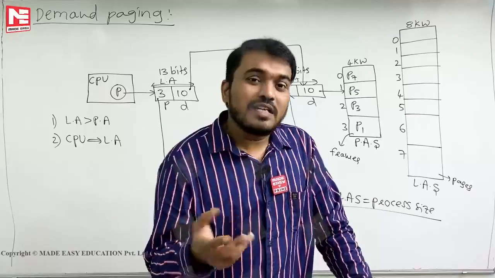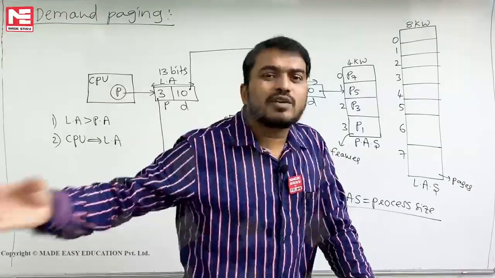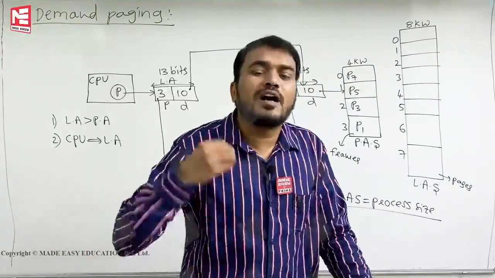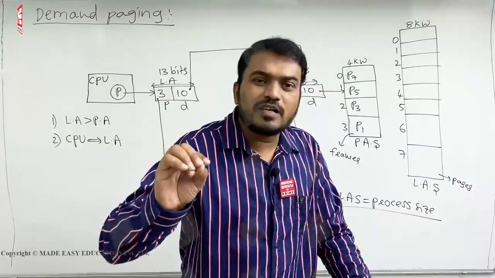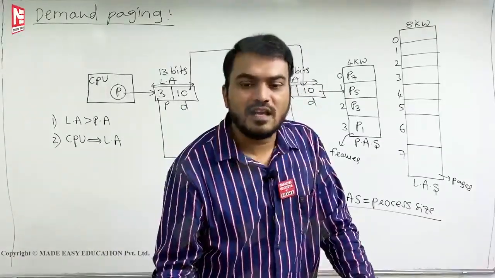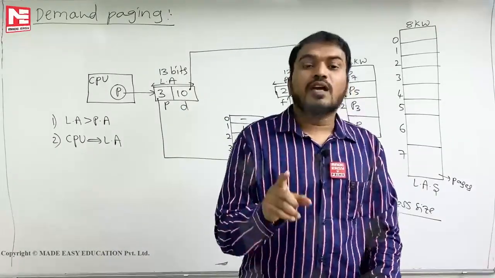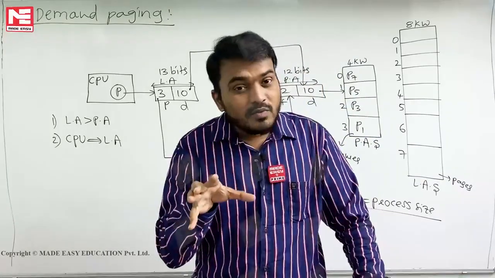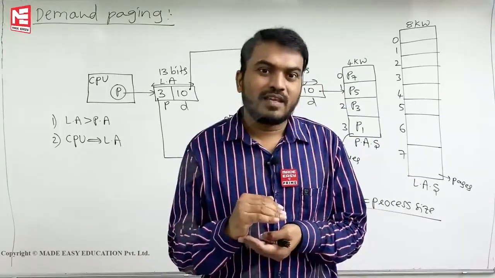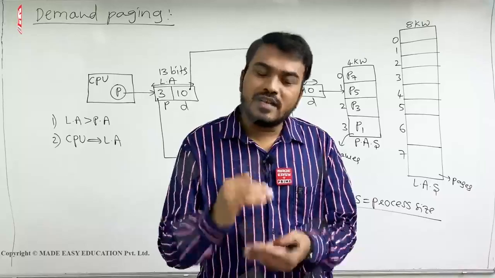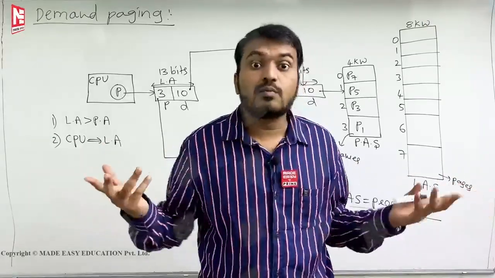Is that clear? So you cannot allocate memory according to the demand of the process. Why? Because in our computer main memory is less, but the number of processes are more.